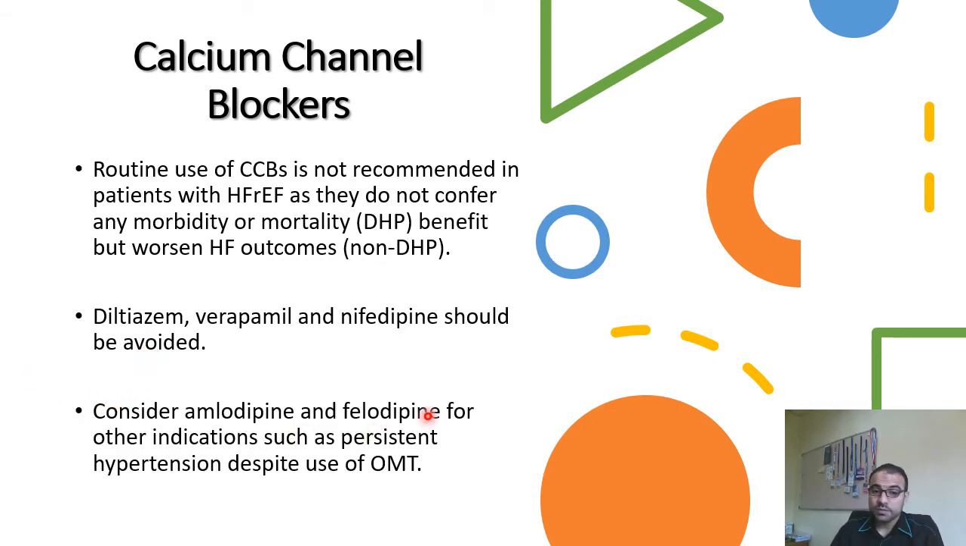Consider amlodipine or felodipine if it is really needed to control hypertension. It can be added on if the OMT, the optimal medical therapy used, is not able to achieve control. As we mentioned, it has no morbidity or mortality benefit, but it still can help in controlling the hypertension if it is really still needed in a given case.